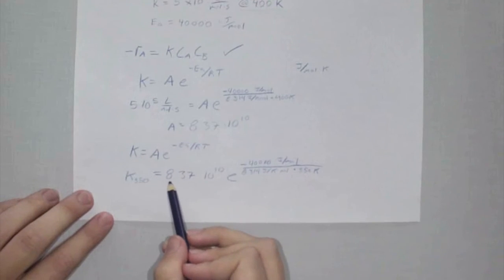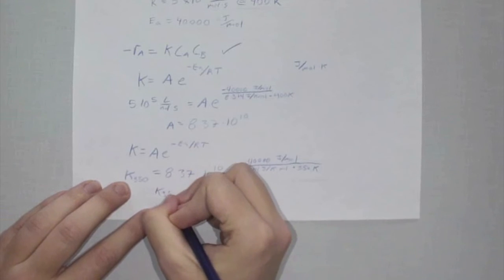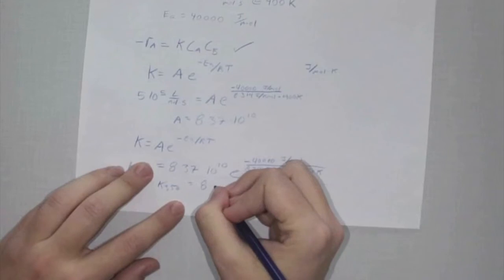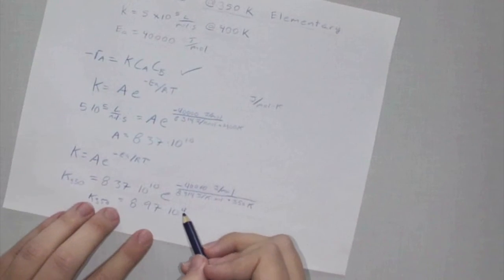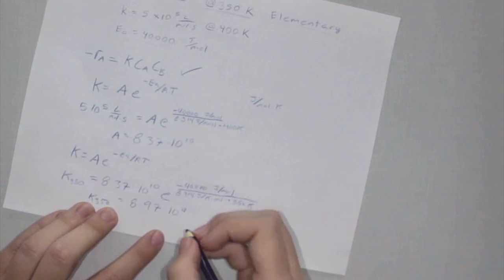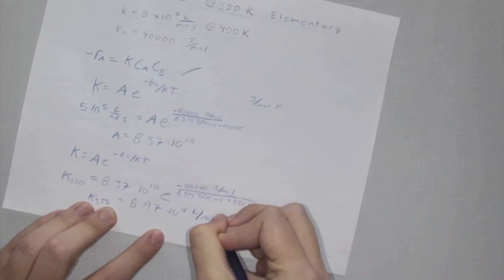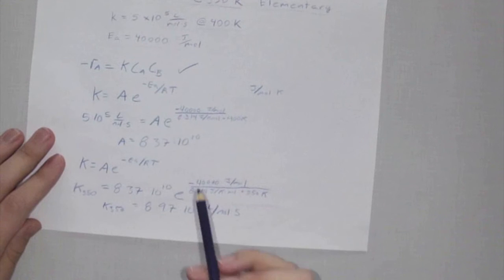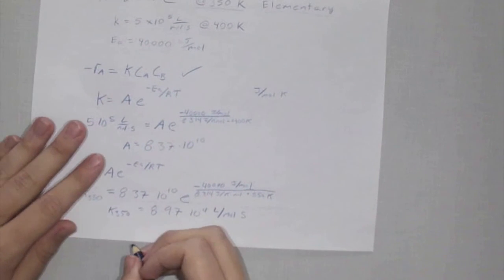Now you can go through, this is just simple, plug it into your calculator, and you will get K350 to equal 8.97 times 10 to the 4th. And our units here will be the same as our units were up here. So that leaves it in liters per mole second. All right, we now have K. We have the rest of our rate law. So we can write out our final rate law now.